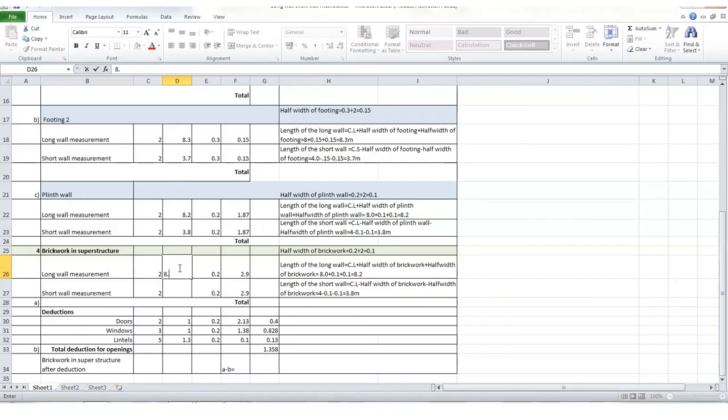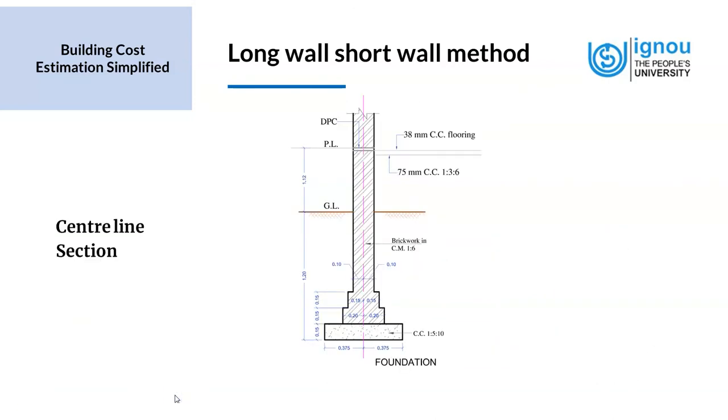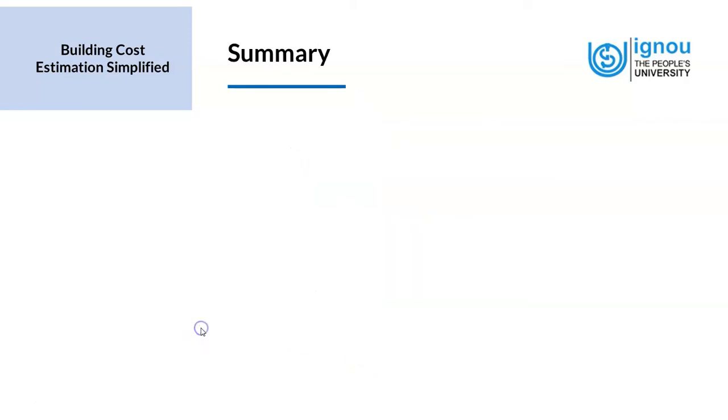Again, the long wall would be 8.2 meters as in the previous item, and the short wall measurement would be 3.8 meters as in the previous item. The only thing that changes is the height of the brickwork. Now we move on to the next slide. So this shows the section of the central line of the building, and this we have referred to in our previous slides.